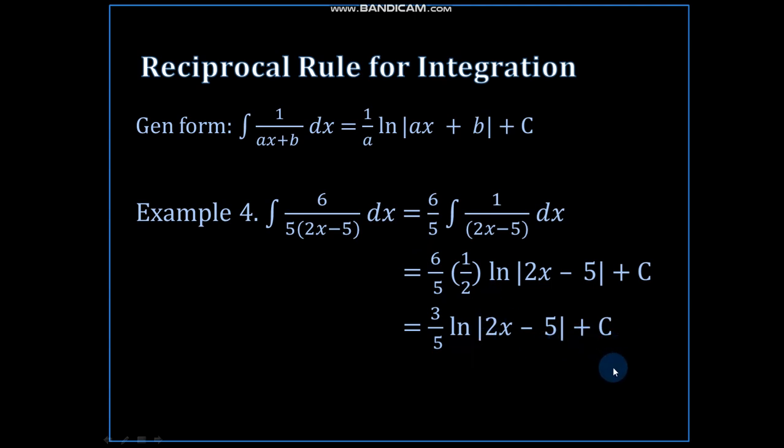So, there. Ganun lang kasimple yung the second rule of integration, yung reciprocal rule. So, there will be another video for another rule. So, I hope that you understand it.